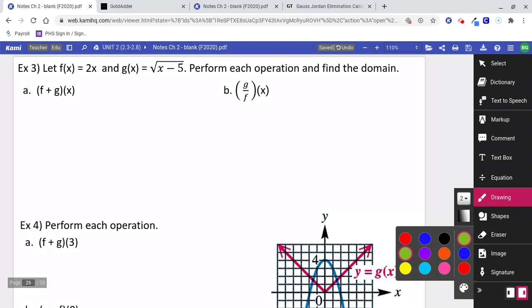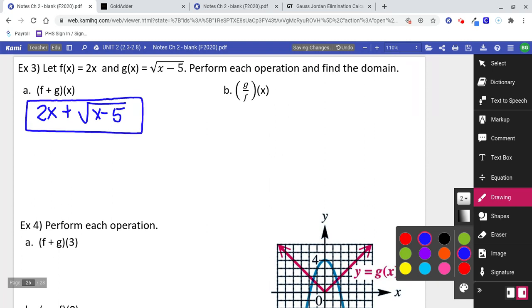Here we go. Number 3, f plus g of x. We're just adding the two functions. So f of x is 2x plus g of x is square root of x minus 5. Now, if we could simplify or do something with that, we would, but we can't really simplify. So we can just leave that as is right there. There aren't any like terms that we can combine. That is the sum. But the domain is the hard part here, okay?